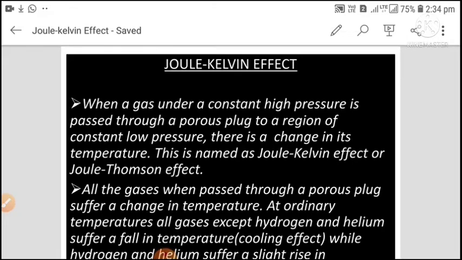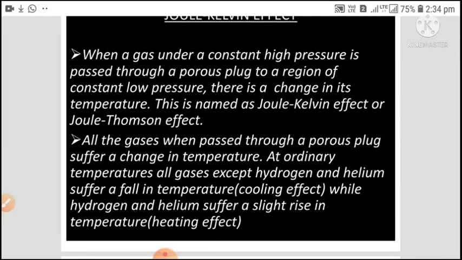Today we are going to talk about the Joule-Kelvin effect. When a gas under a constant high pressure is passed through a porous plug to a region of constant low pressure, there is a change in its temperature. This is named the Joule-Kelvin effect or Joule-Thomson effect.